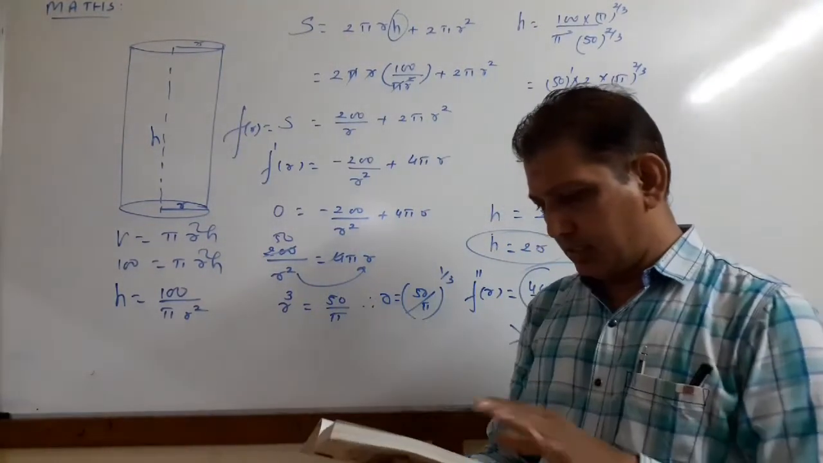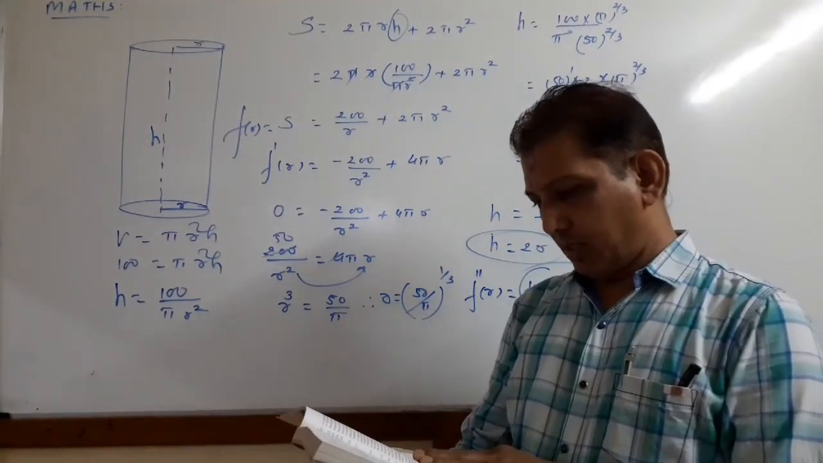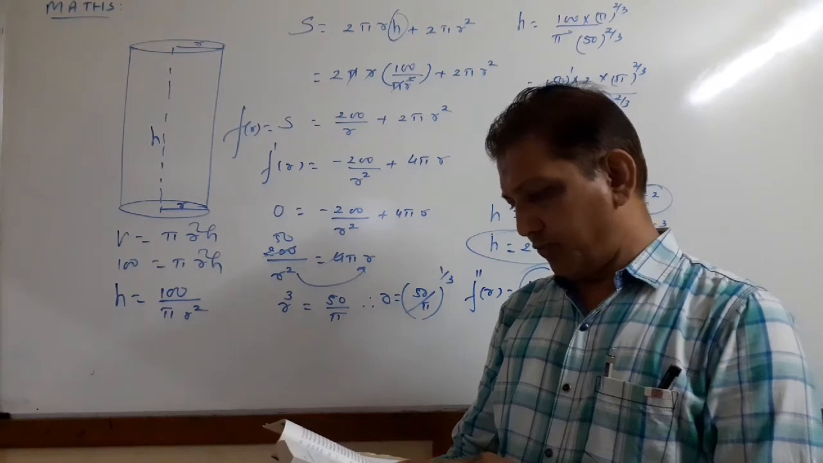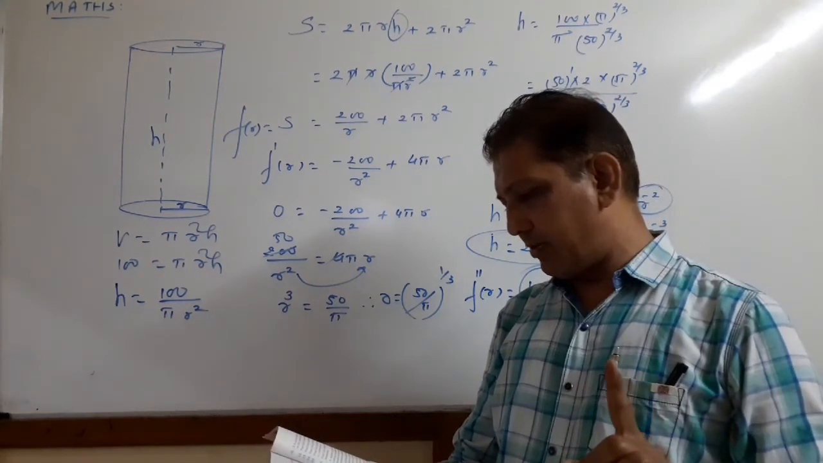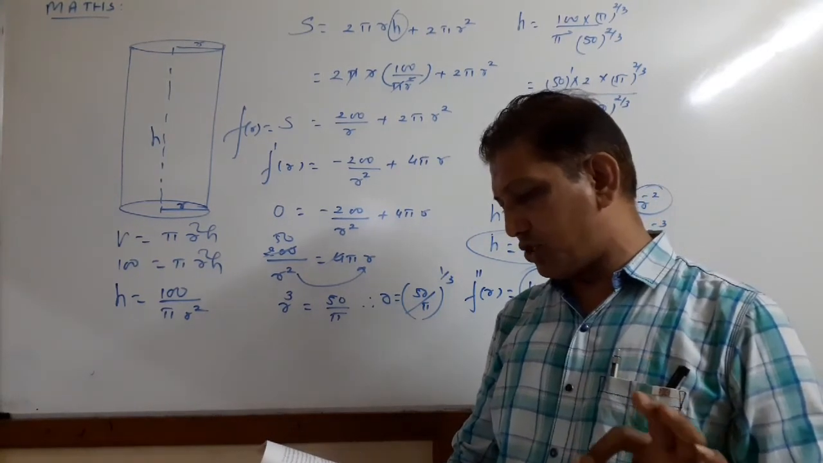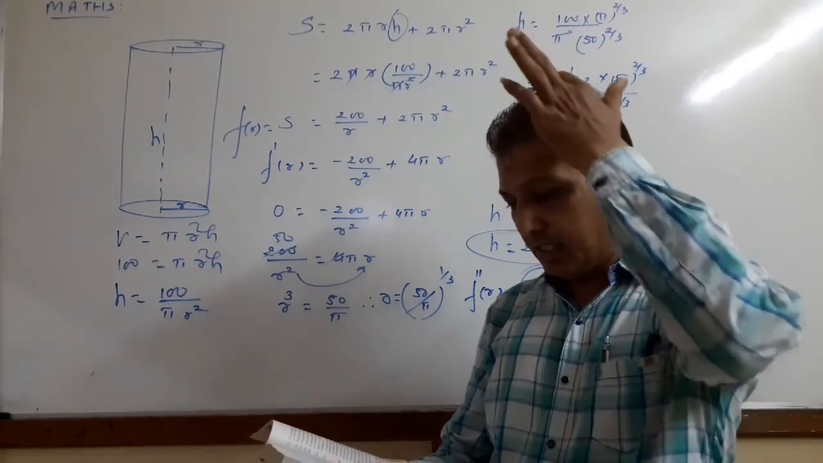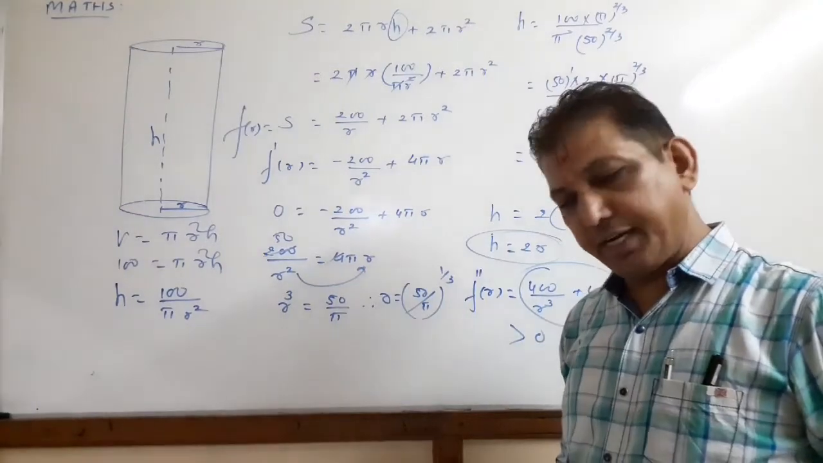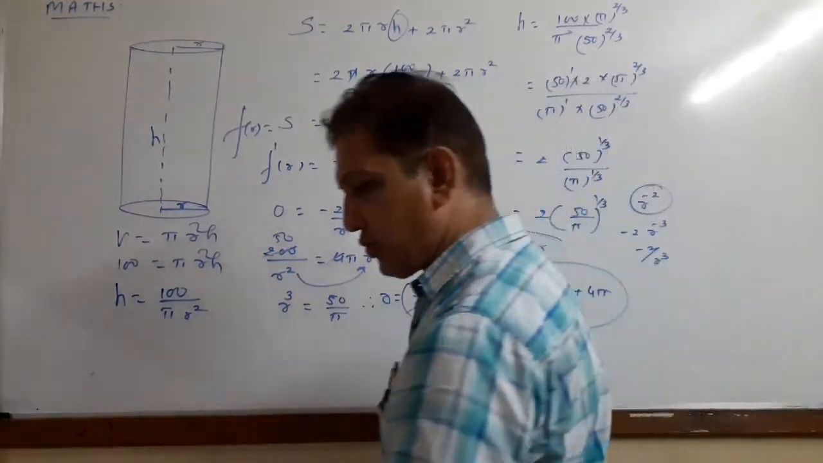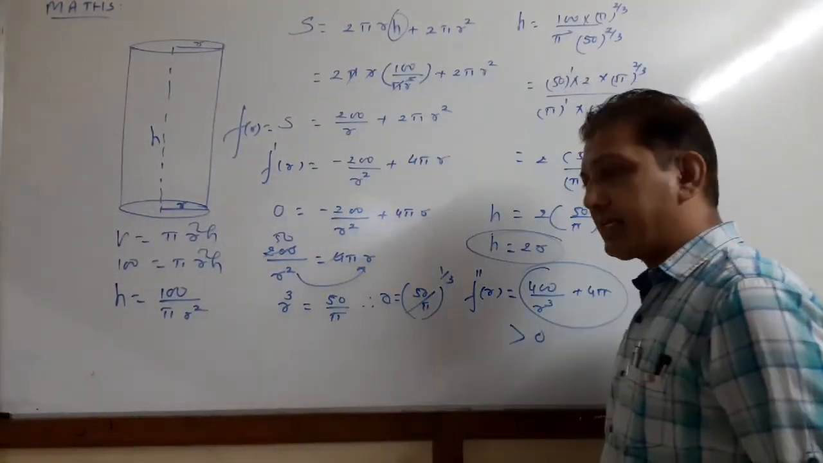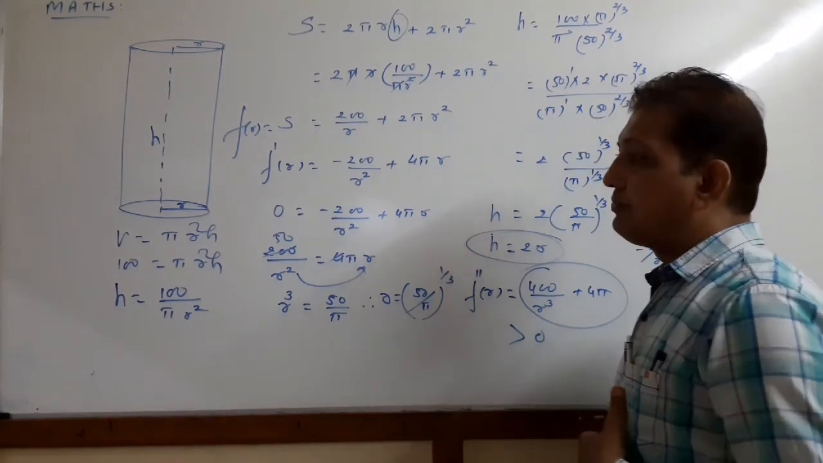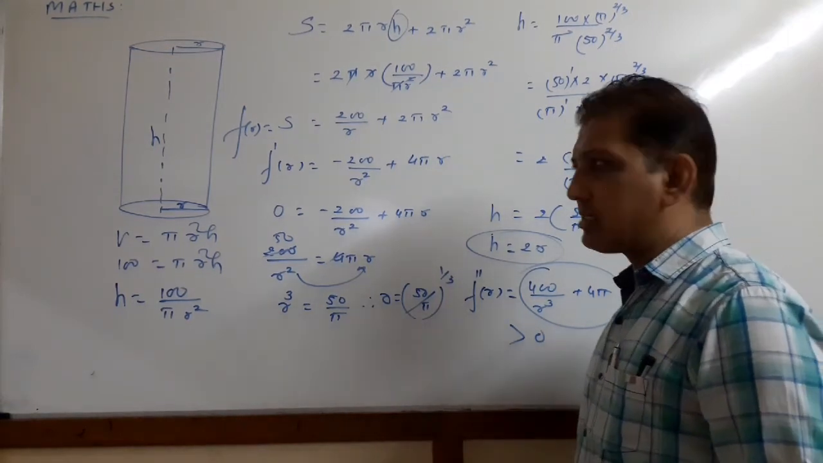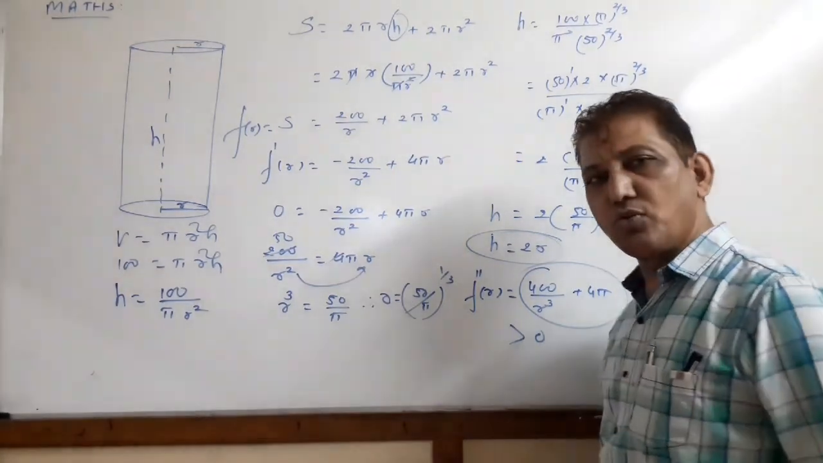How does it prove that? Of all the closed cylindrical cans of a given volume 100 cubic centimeter, find the dimension of the can which has the minimum surface area. Yes, greater than 0, so the answer is minimum. Okay, so this is a 5 marker sum. Practice this sum, and the next sum we will discuss in the next lecture. Okay, so thank you very much.